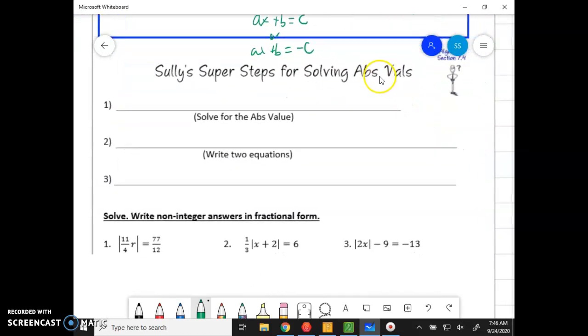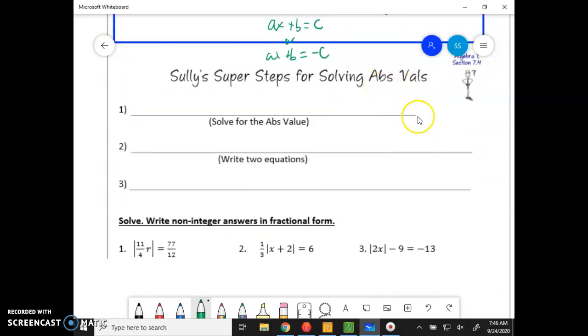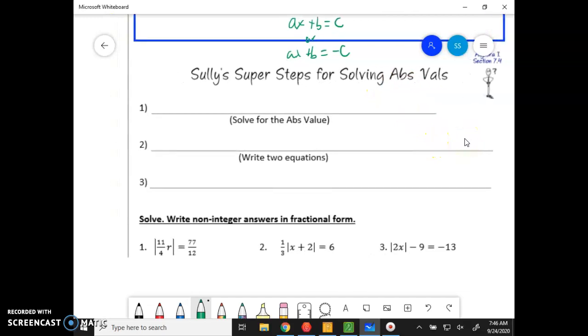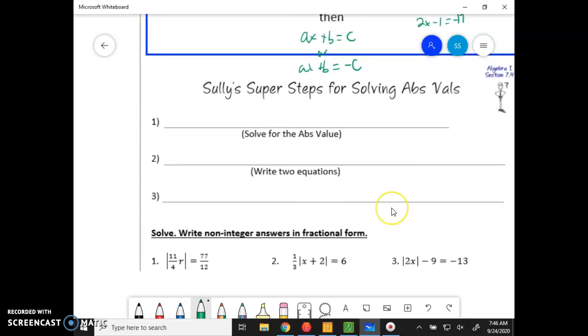All right, so I've got some Sully's super steps for solving absolute value equations. This will help you if you need some steps in order to solve these equations. So number one is move everything outside the absolute value bars. Okay, I'm going to type this up because I write terribly.